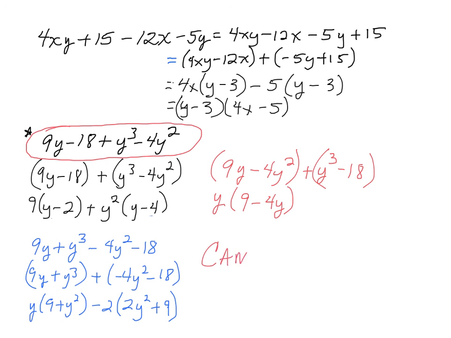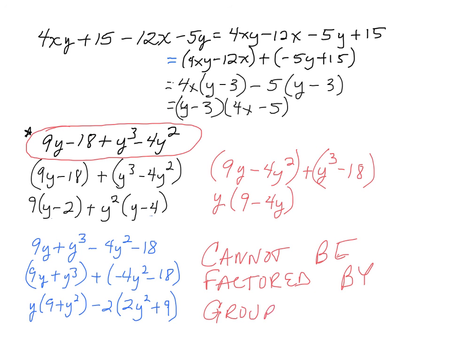And I gave it to you on purpose. It can't be factored by grouping. So that's what you have to say. If you run across one that you rearrange several times and you still can't factor it, then you have to say it cannot be factored by grouping. Don't say it can't be factored. Say it cannot be factored by grouping.